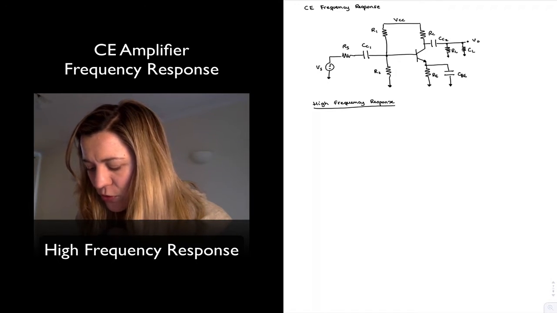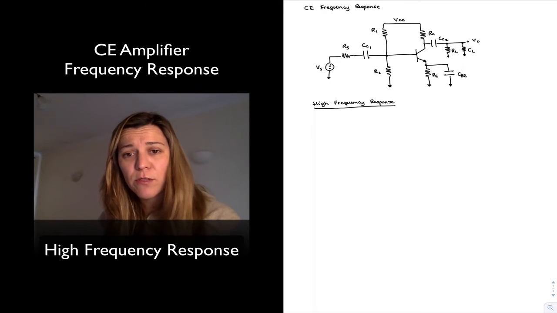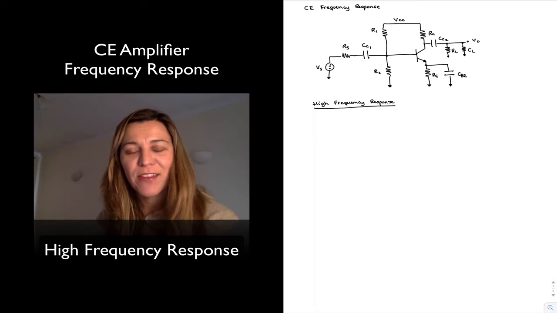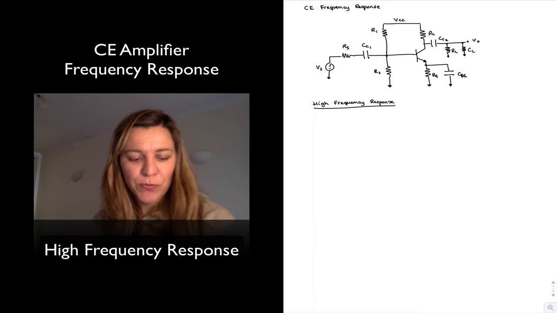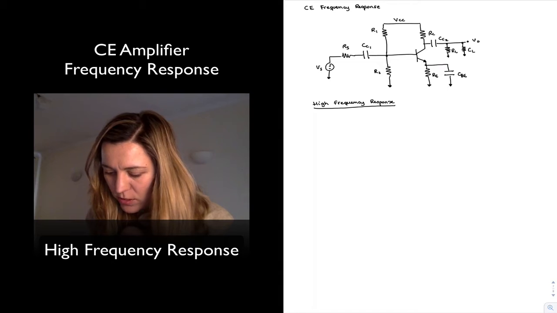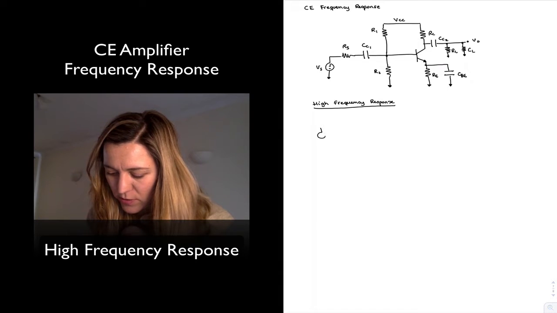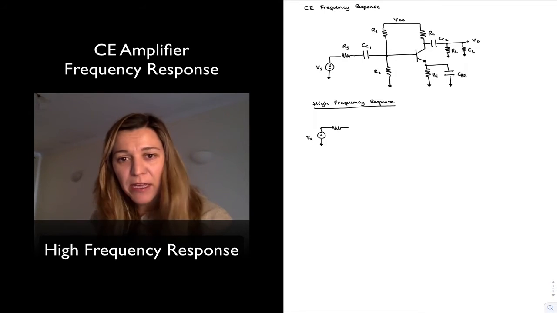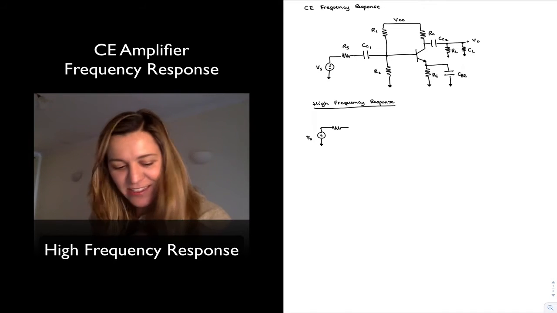Now, in order to consider the high frequency response, I'm going to go ahead and draw the AC equivalent circuit, just so that we're properly ignoring the coupling and bypass capacitors, as well as DC sources and things like that. So this will be VS. You could call this my high frequency equivalent circuit, I suppose.